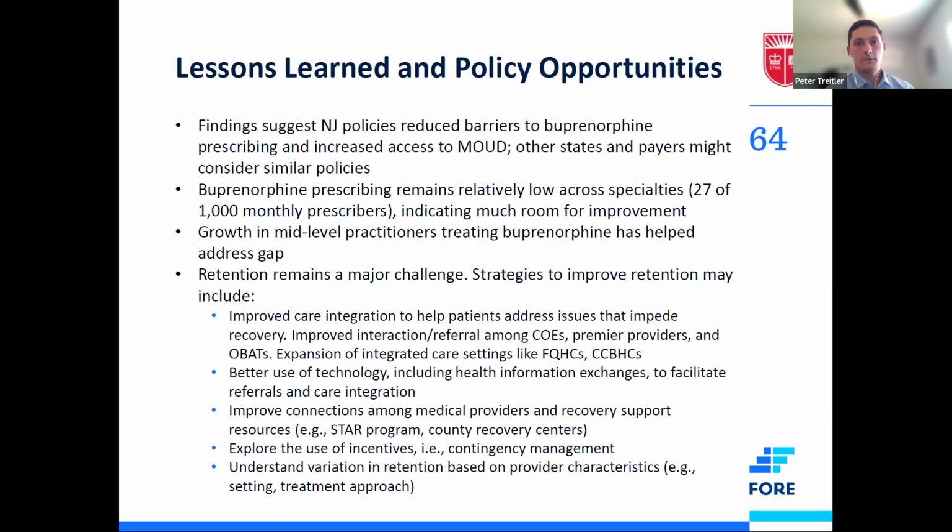Some of the takeaways from the research: our findings suggest that the New Jersey policies reduced barriers to buprenorphine prescribing and increased access to MOUD. Overall, buprenorphine prescribing remains relatively low across the specialty. It's about 2.7% in a given month, so there's, of course, a lot of room for improvement. The growth in mid-level practitioners prescribing buprenorphine has helped to address the gap. And importantly, retention remains a major challenge, so it's important to consider potential strategies to improve that. Next slide.